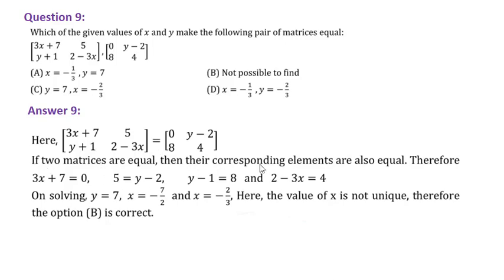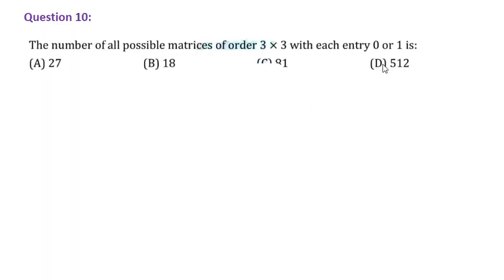If the two matrices are equal, then the corresponding elements are also equal. Therefore, all these equations should be satisfied. On solving, y is 7, that is okay. But x is minus 7 by 3 at one place, and x is minus 2 by 3 at another place, right, as we are discussing. So the value of x is not unique. So I will say that option B is the correct answer. It is not possible to find, right?